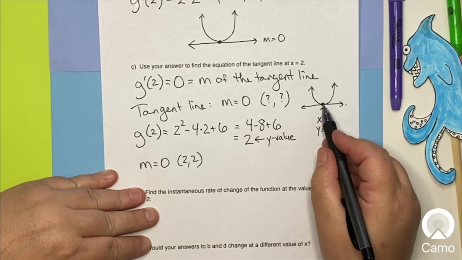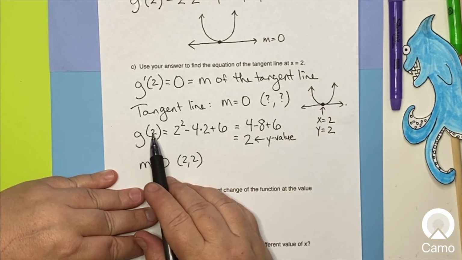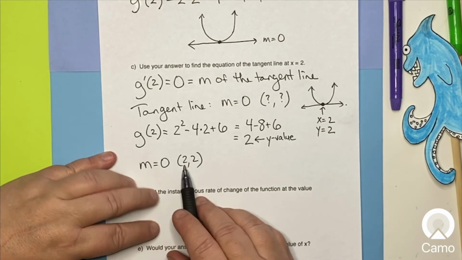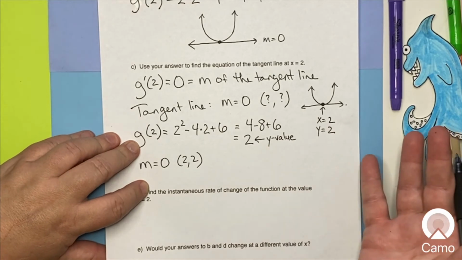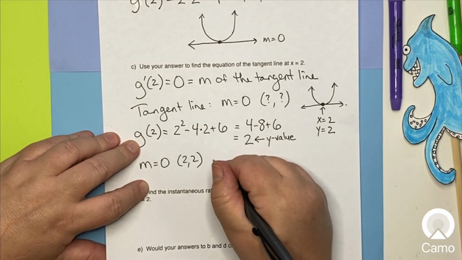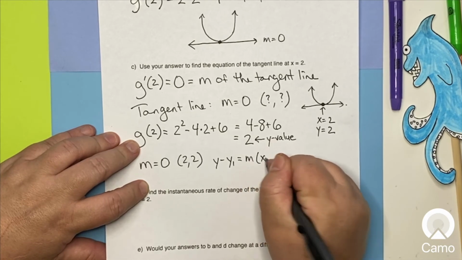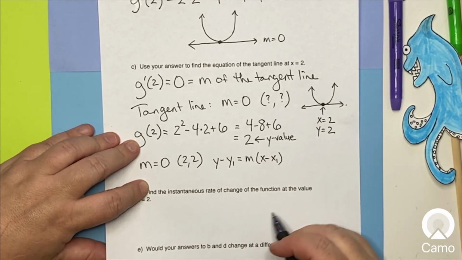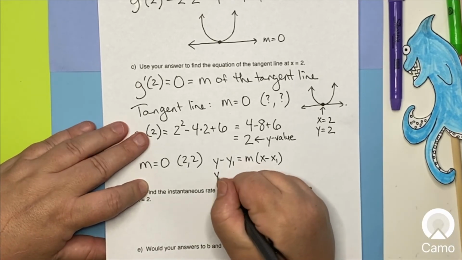And the reason I knew what that point was is because it's on the original function. So I can actually go in and plug it in. If the slope is 0, and x and y are 2 and 2, I can use either of my equations. I'm going to use y minus y1 equals m times x minus x1 because I'm old and that was the way we were taught. If you want to use y equals mx plus b, go for it. We'll have a race.